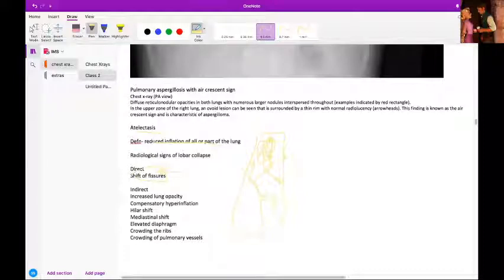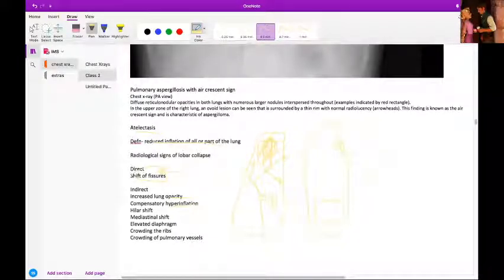Increased lung opacity: the part of the lung that has collapsed will appear more opaque. Then there'll be compensatory hyperinflation, which basically means that if one part of the lung is collapsed, the other part of the lung will try to expand more into the available area, and it'll appear more translucent. This can be in other areas of the same lung, or it can also be of the different lung.